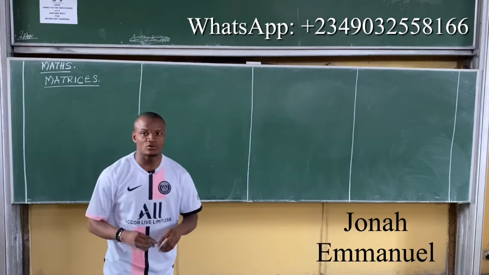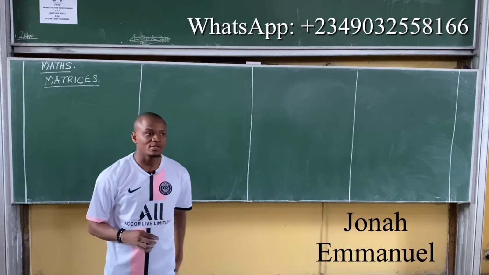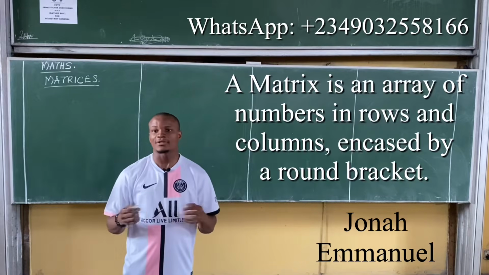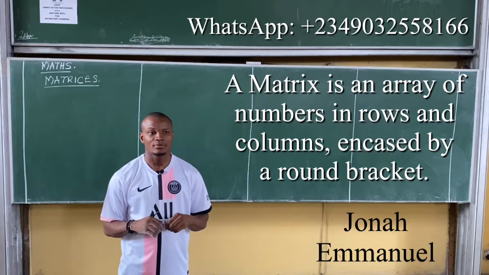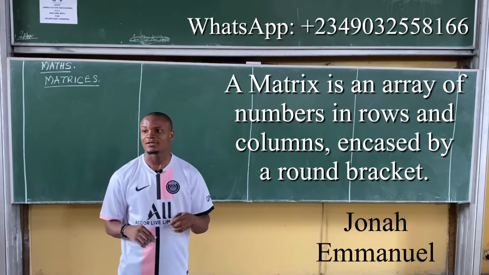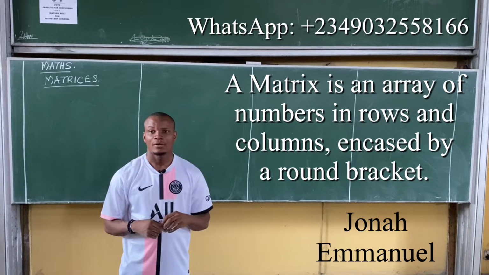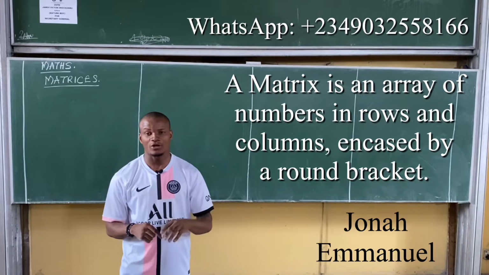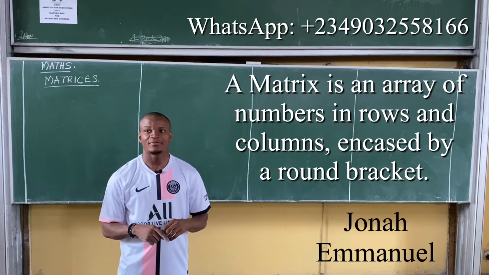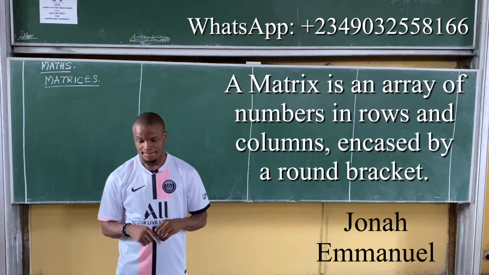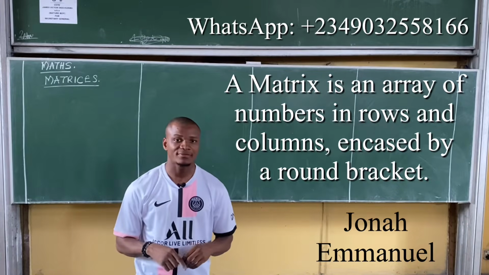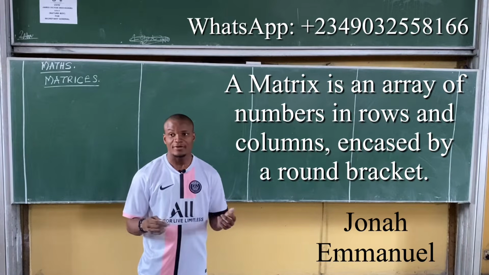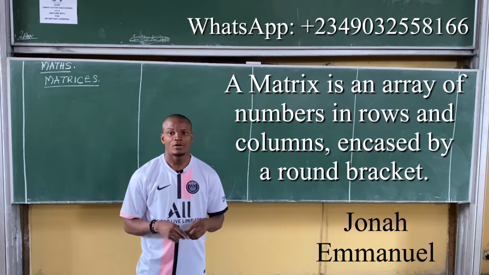So for today we'll deal with matrices and determinants. Definition: a matrix is the array of numbers in rows and columns encased by a bracket. You can add a round bracket if you want to. Alright, let's proceed.